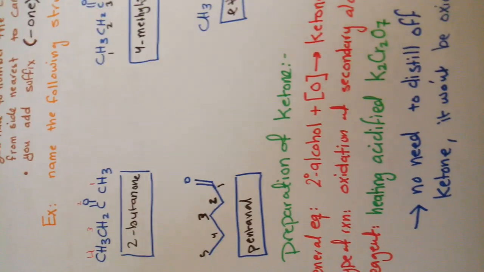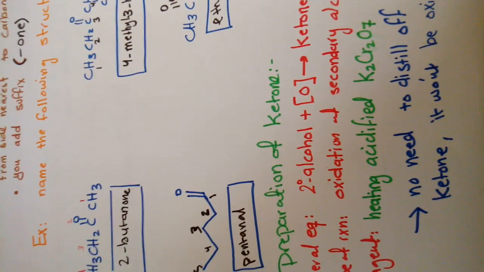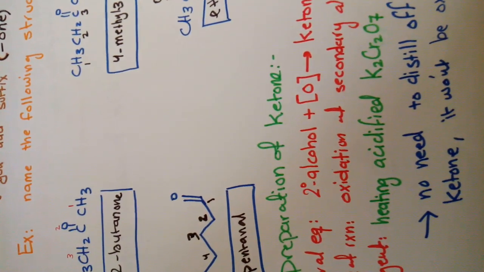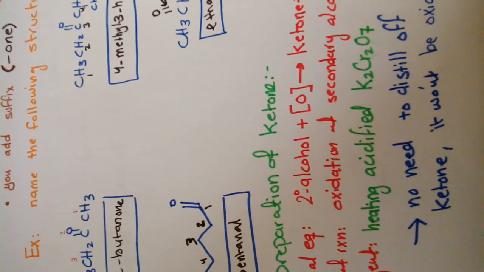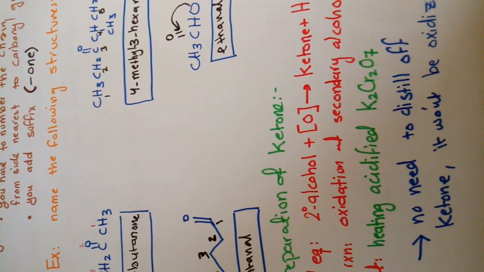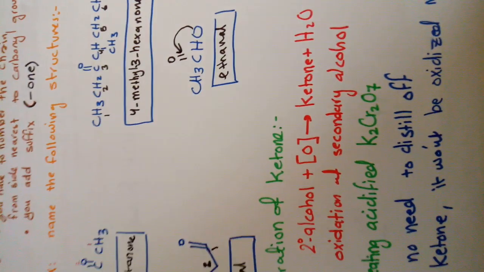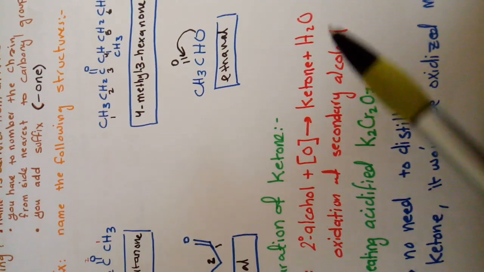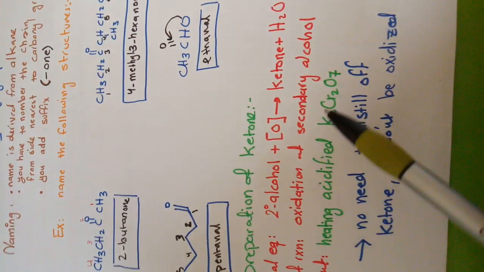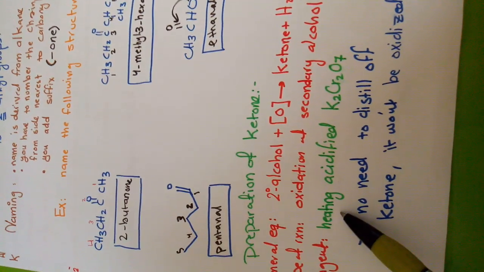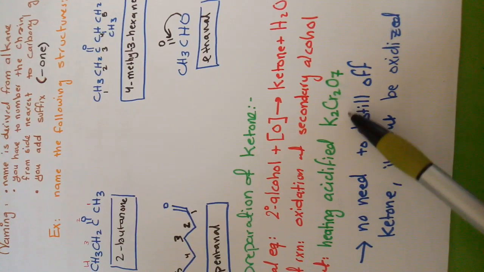Let's see how I can prepare a ketone. Here also we have the same style of preparation as for the aldehyde. I will start with a secondary alcohol, not primary. Secondary alcohol and an oxidizing agent will be added. It's also acidified potassium dichromate, and it will give me ketone plus H2O. The type of that chemical reaction is what? Oxidation of secondary alcohol, with heating, and the condition here is acidified potassium dichromate.